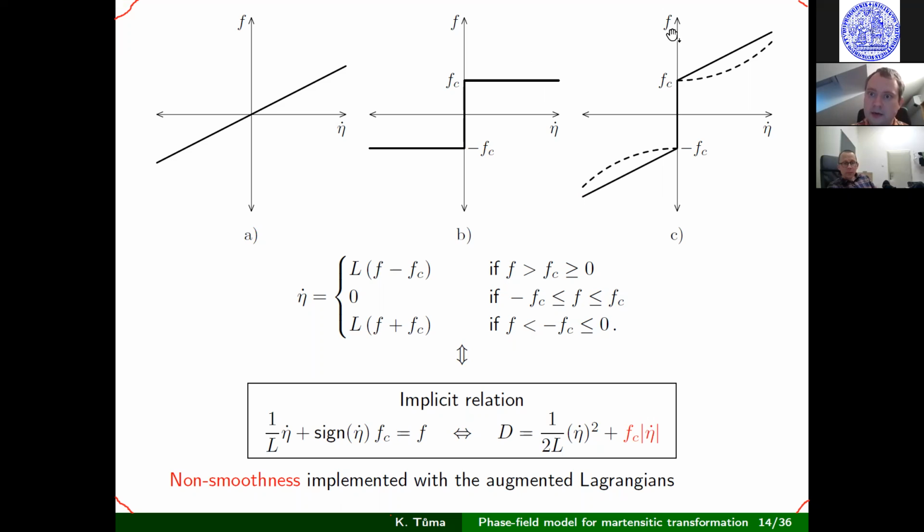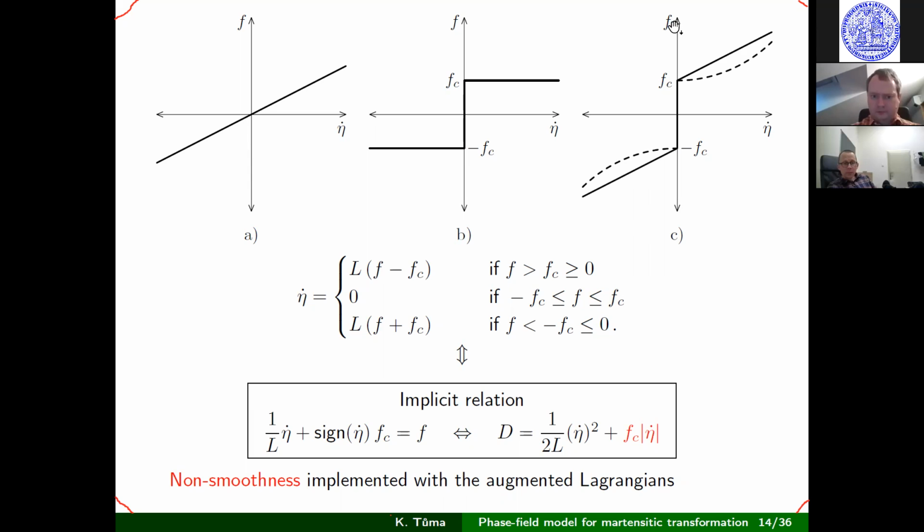So here, after the critical driving force is reached, for the solid line, the material transforms linearly with the driving force. So this would correspond in fluids to the Bingham model. Another possibility is that it later depends nonlinearly, in fluids corresponding to the Herschel-Bulkley model.